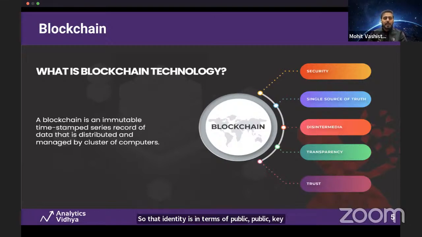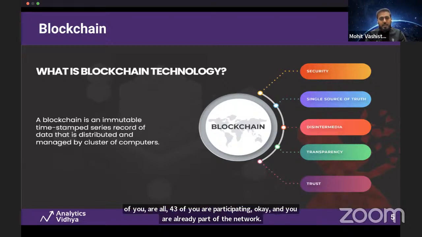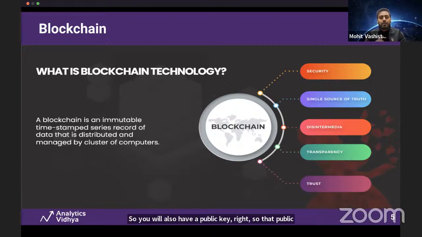Now, as soon as I join the network, let's say all 43 of you are participating and are already part of the network, so you will also have public keys. All of your public keys will be given to me, and my private key will be with me only. My public key will be broadcast to each of you, so that if you want to communicate with me, you can do so with that identity. And that public key is in terms of a hash, or it can be a hexadecimal number.